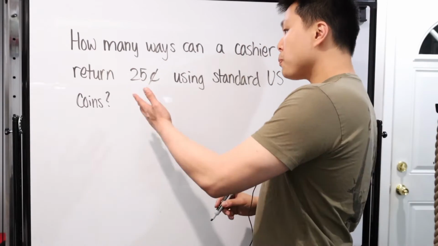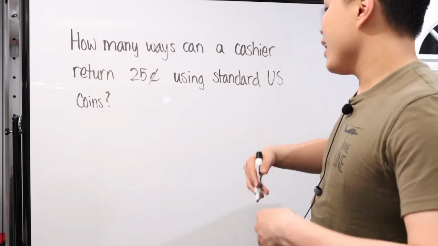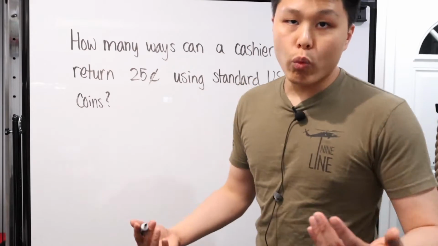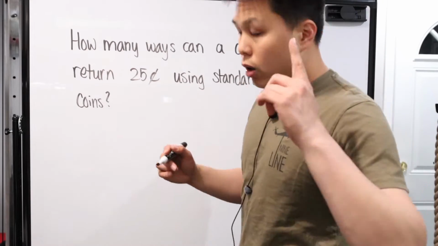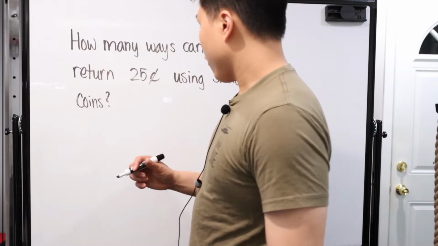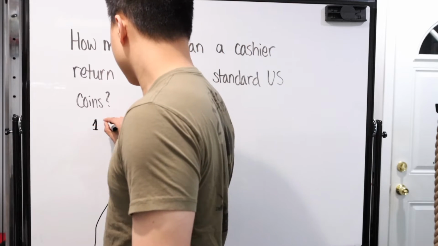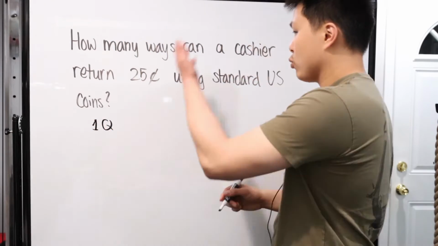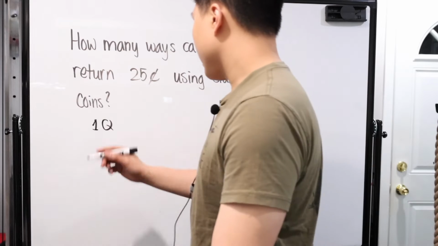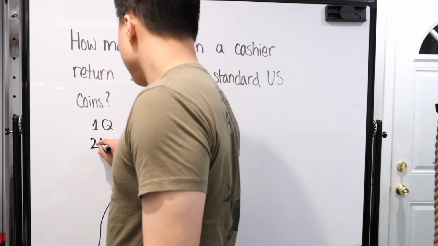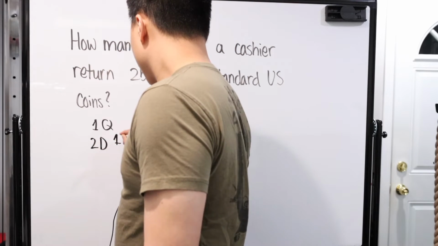So this problem is wonderful because it allows us to be organized in our own way. It doesn't matter as long as we are organized. So let's start off with this. All right, first and foremost, we can have 1 quarter. That's the easiest one for 25 cents. And of course, if you don't have that, then what do you have? You can have 2 dimes and 1 nickel.